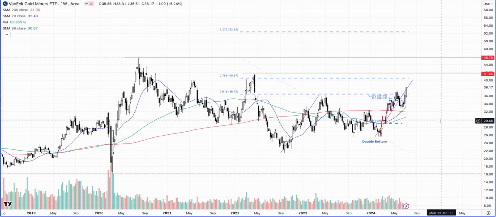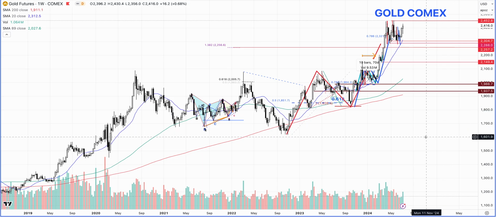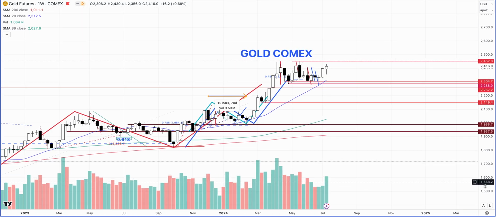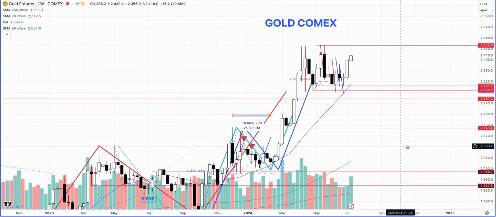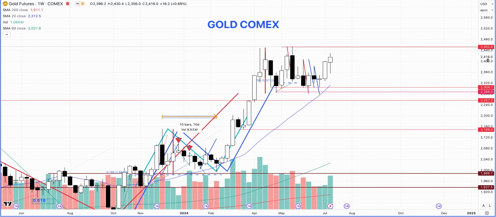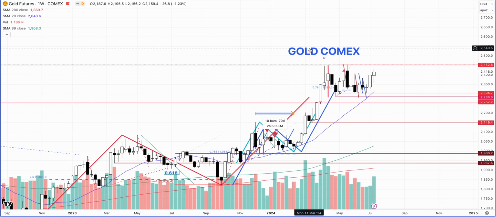Now I'm going to go back to the gold market itself, and after that we'll begin to take a look at some of the individual stocks. So here we go. This is the COMEX gold chart on a weekly basis, and here we can see clearly the market is in a range bound manner.